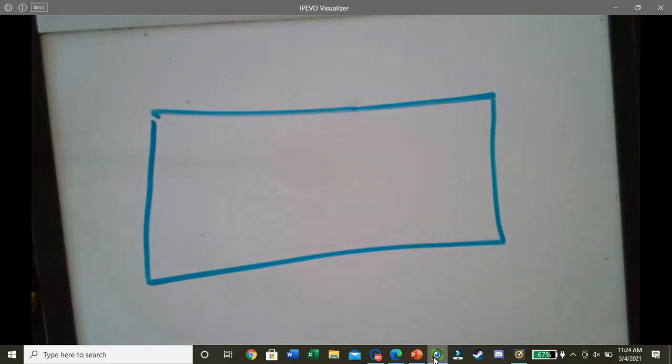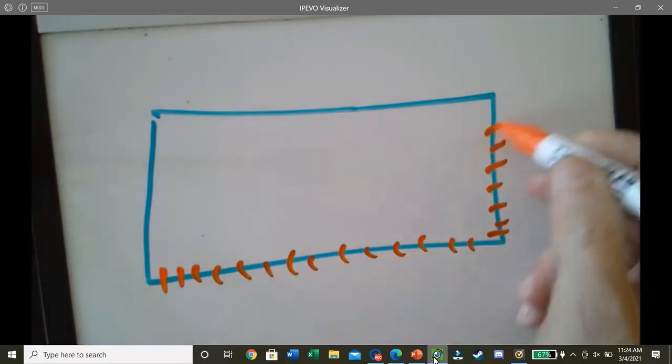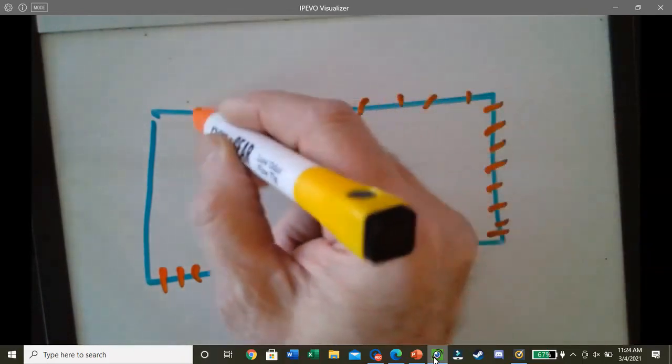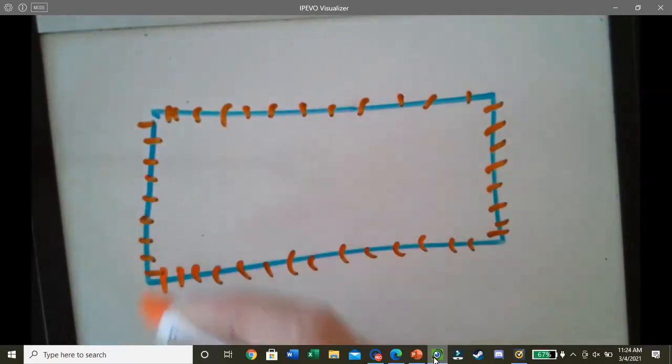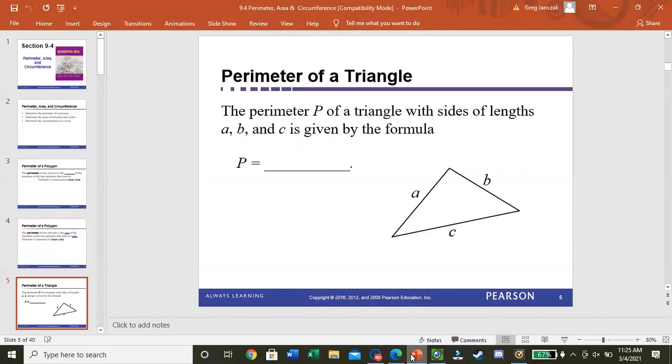Perimeter would be the same thing in our yard as if we had a fence around the yard. So the length of this fence all the way around is the perimeter. And that would be true for a square, a rectangle, any shape. You just add up all the sides. That's all you're doing, adding up all the sides.